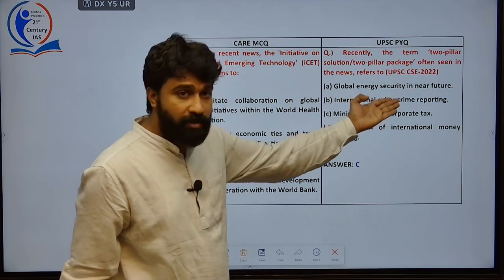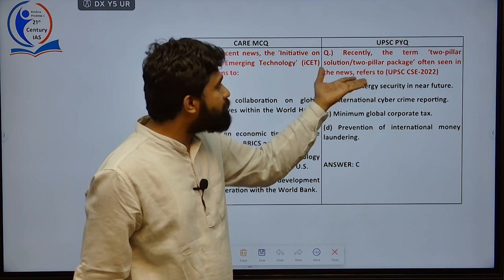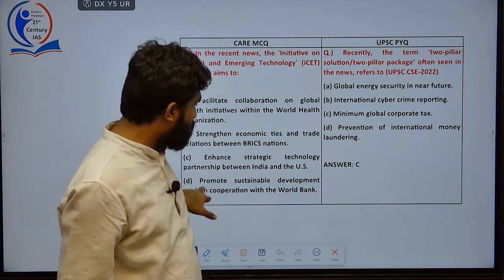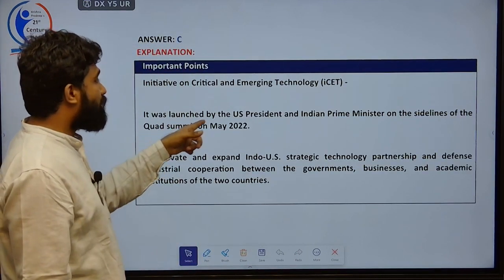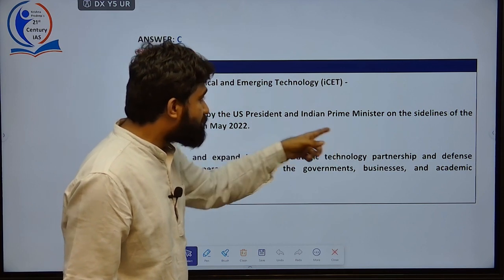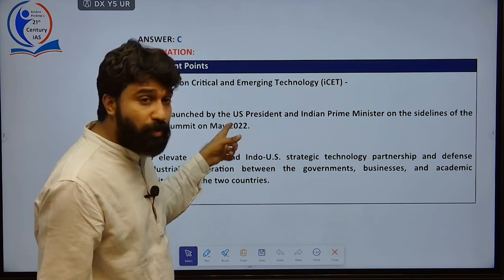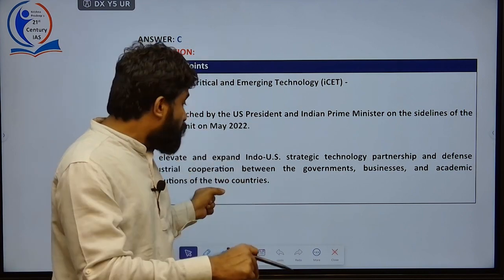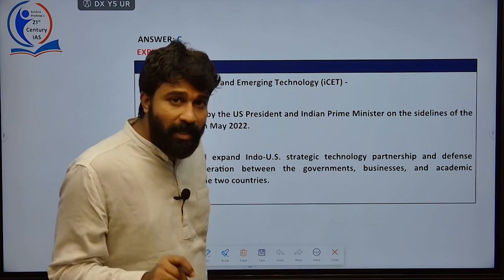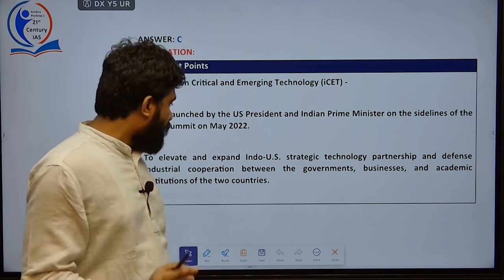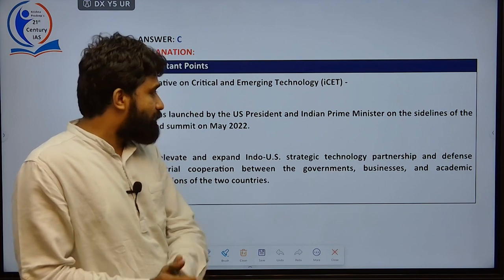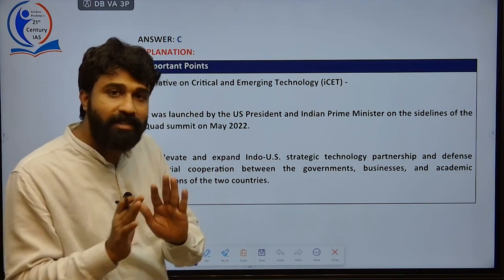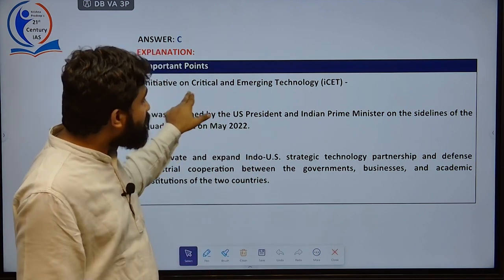Recently in 2022 also, last year UPSC has asked about the two-pillar solution, that is a two-pillar package, often seen in the news. Next, it was launched by the US President and Indian Prime Minister on the sidelines of the Quad Summit in May 2022. And next thing, to elevate and expand Indo-US strategic technology partnership and defense industrial cooperation between the governments, business and also academic institutions of these two countries, not only from the governments, but also from other players involved in this initiative on critical and emerging technology.